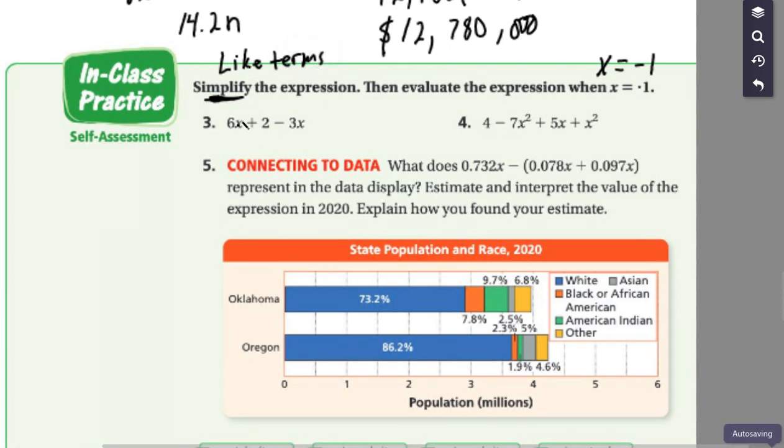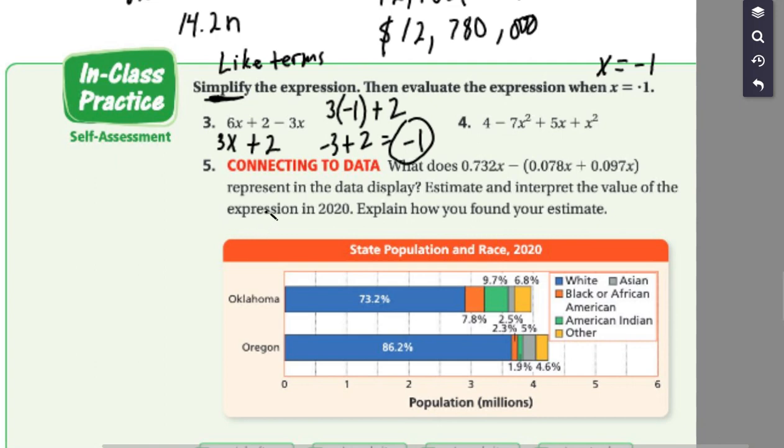So on this first one, we have a 6x and a -3x. So basically, we're going to go 6 minus 3. 6x minus 3x leaves you with just a 3x, and then you bring down the plus 2. So that's simplified now. Now we evaluate it as if x was equal to -1. So we plug -1 in there and then add 2. So 3 times -1 plus 2. 3 times -1 is -3. -3 plus 2 is equal to -1. So that's what we're looking for on that first one.